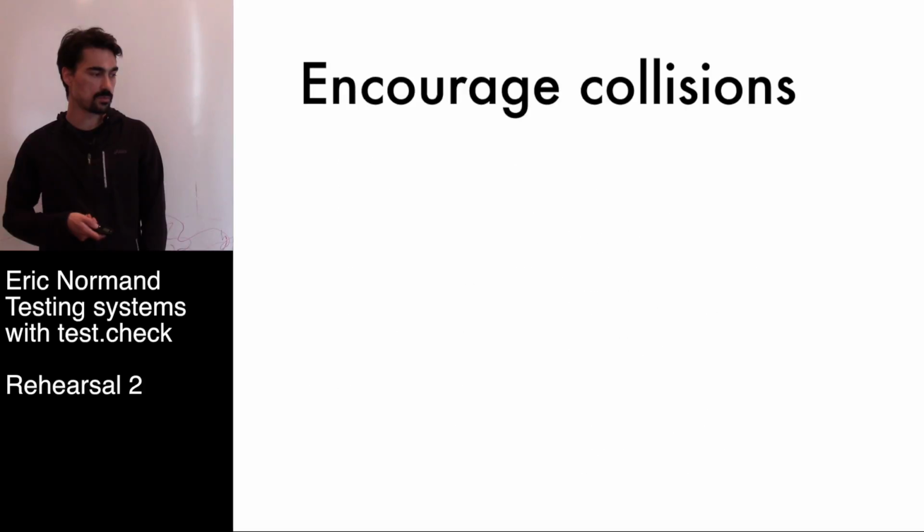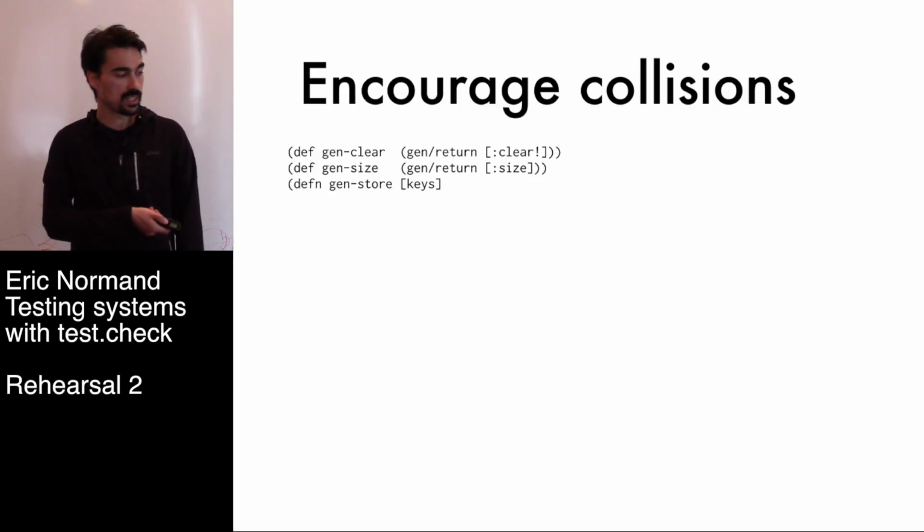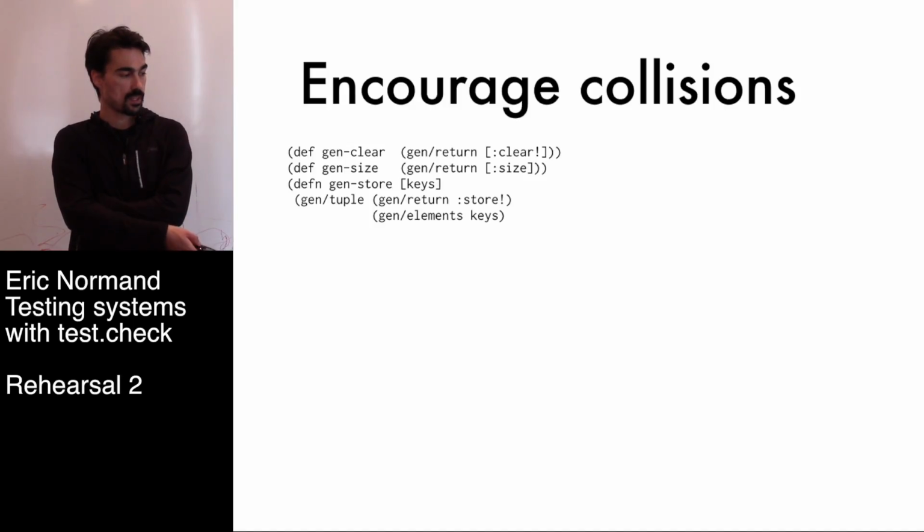So what we can do is, it's a little trick. This is one of the things that I learned through experience. Okay, so gen clear and gen size, they don't change because they don't have keys. But gen store had keys. So instead of making a generator directly, we're going to make a function called genStore that takes the keys to choose from. And then we're just returning the tuple, but instead of generating a random key, it's going to select a random key from that collection. And then it's going to generate a value.